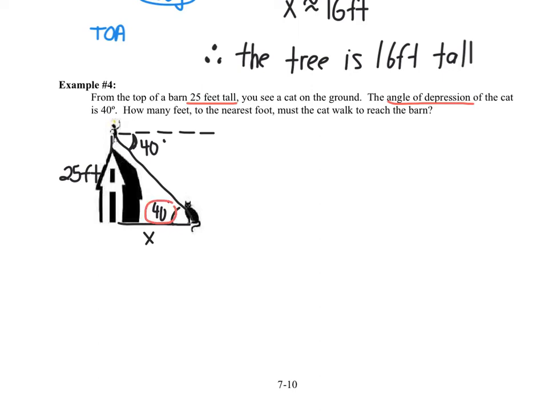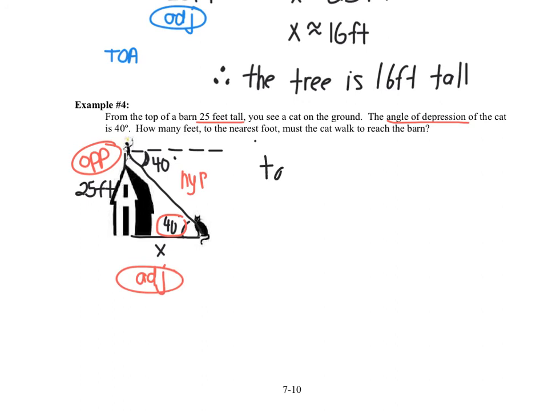From the 40 degrees as our reference, our opposite is the 25 feet barn, the hypotenuse is across from that right angle, and the base is our adjacent. I'm looking for adjacent, I have opposite, we're going to be using tan again. So tan theta equals opposite over adjacent, and I put my reference angle in, which is 40. My opposite is 25, and my adjacent is x.